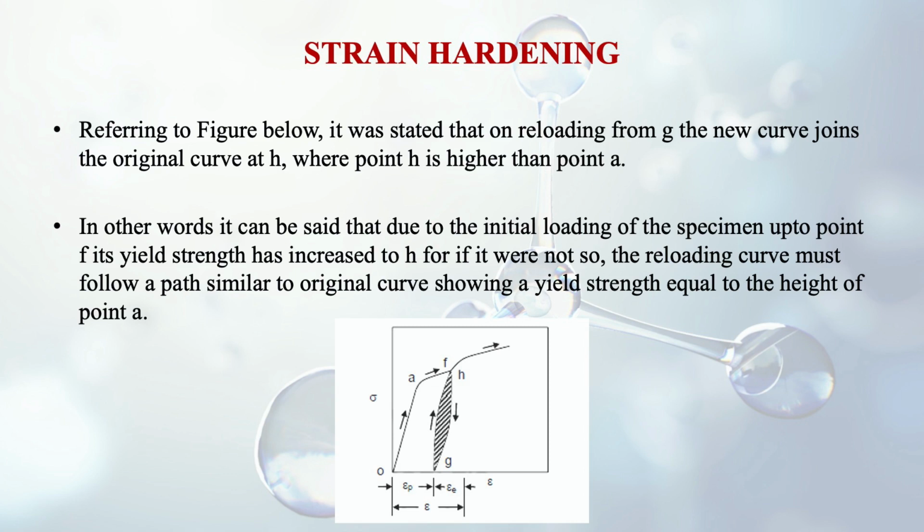In other words, it can be said that due to the initial loading of the specimen up to point F, its yield strength has increased to H, and if it were not so, then the reloading curve must have followed a path similar to the original curve, showing a yield strength equal to the height of point A.